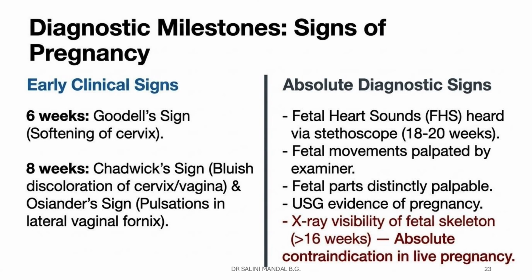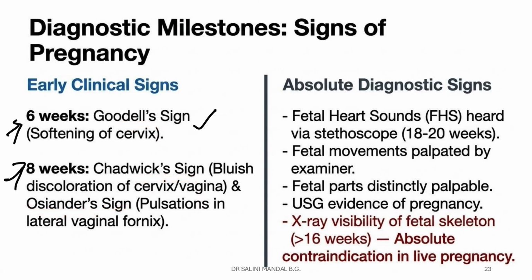Next one, let us see the diagnosis of pregnancy. The early clinical signs: we have Goodell sign, that is softening of the cervix, by the 6th week. Then by the 8th week, we have the Chadwick sign as well as the Osiander sign. Chadwick or Jacquemier sign is a bluish discoloration of the cervix or vagina. Osiander sign is pulsations which you can feel in the lateral vaginal fornix. So Chadwick sign is bluish discoloration, and Goodell sign is softening of the cervix.